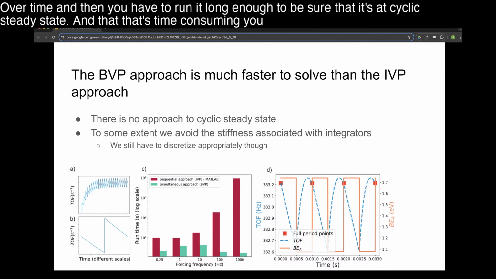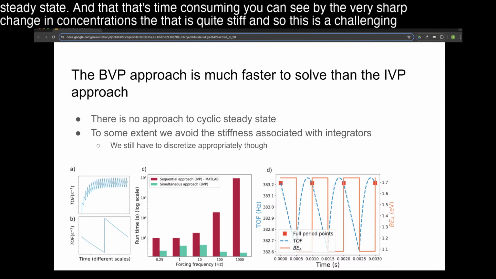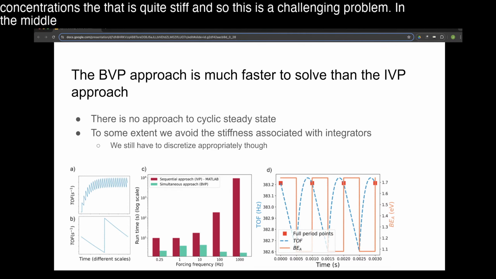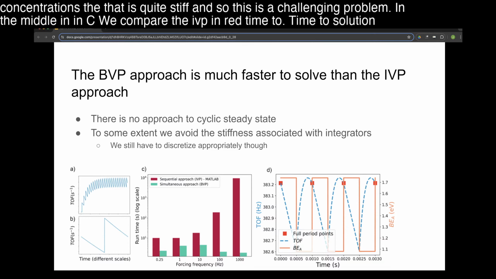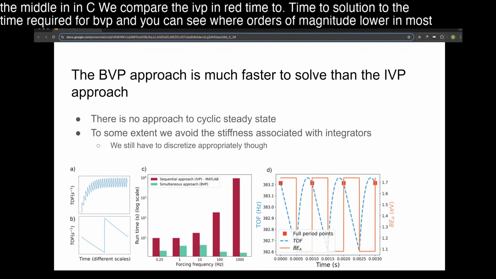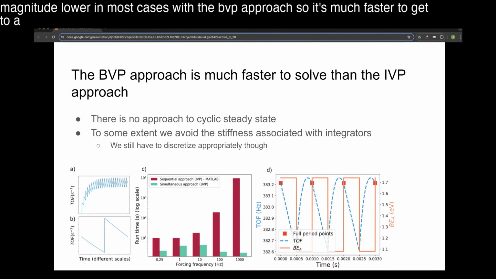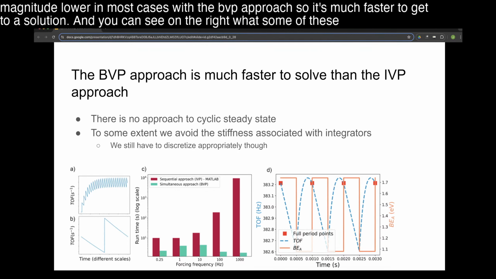You can see by the very sharp change in concentrations that it's quite stiff, and so this is a challenging problem. In the middle, in C, we compare the IVP in red, time to solution, to the time required for BVP, and you can see we're orders of magnitude lower in most cases with the BVP approach, so it's much faster to get to a solution. And you can see on the right what some of these solutions end up looking like.